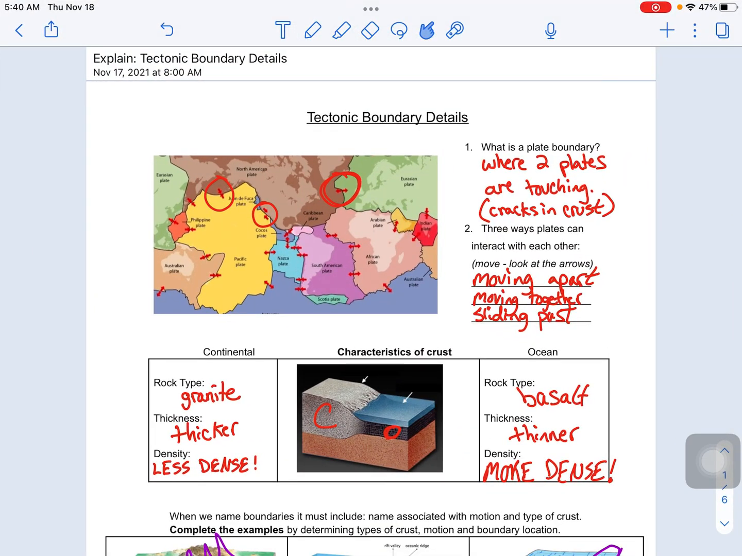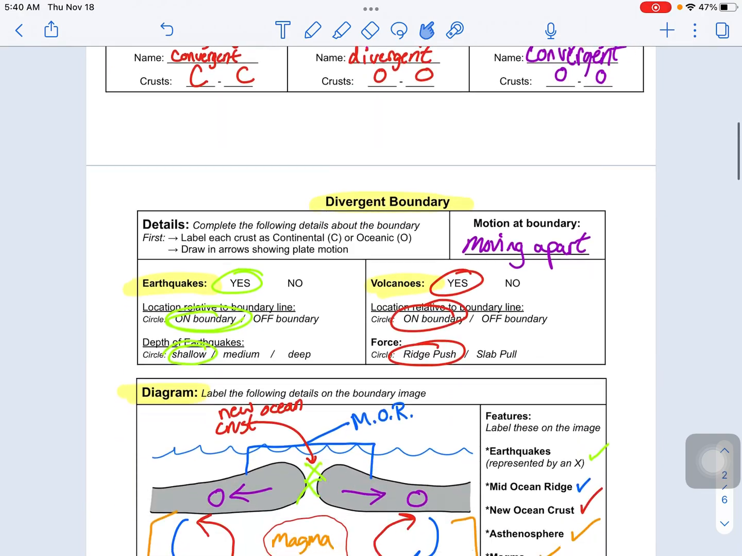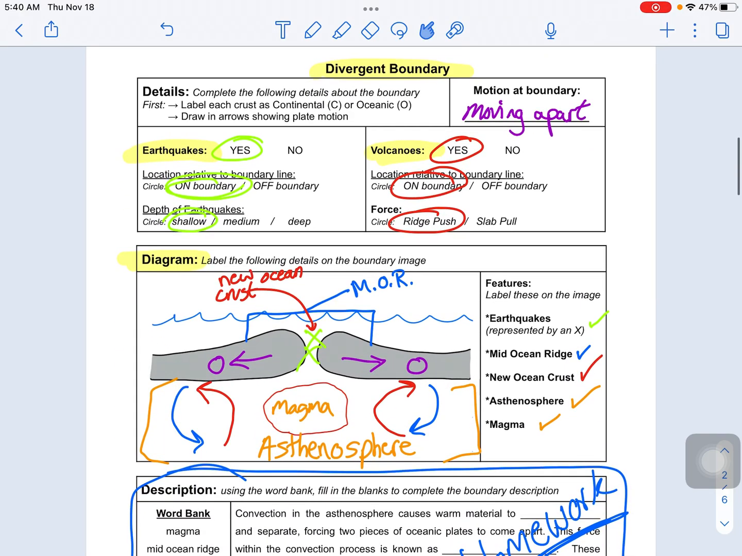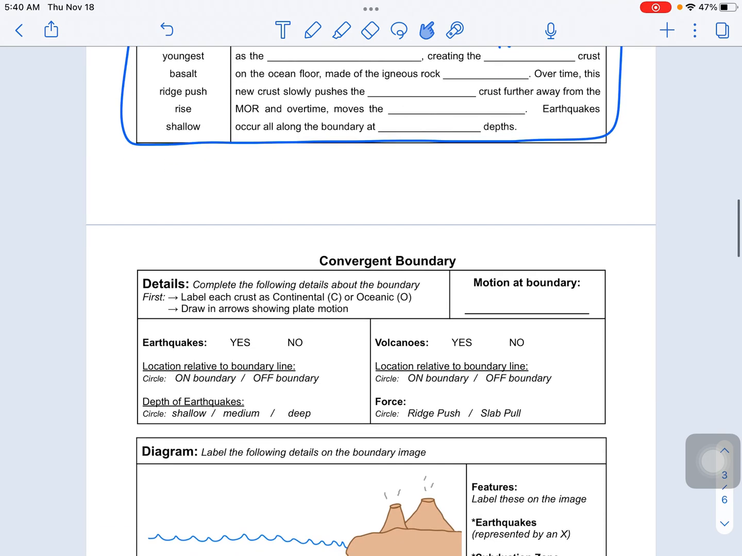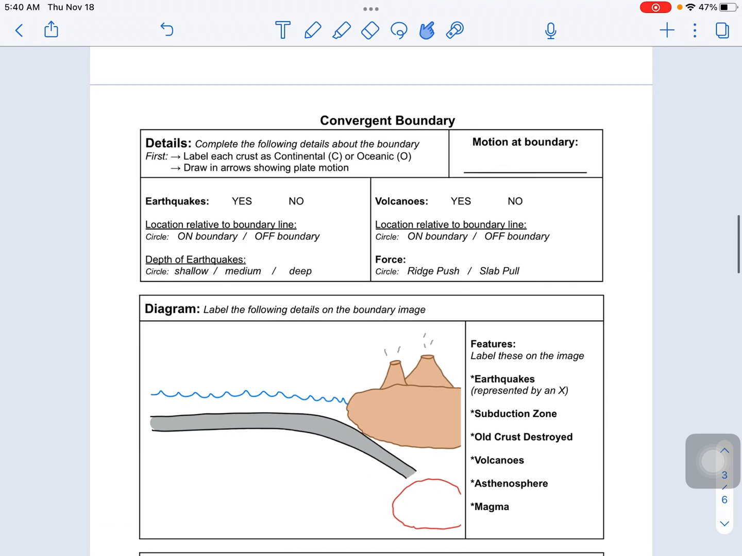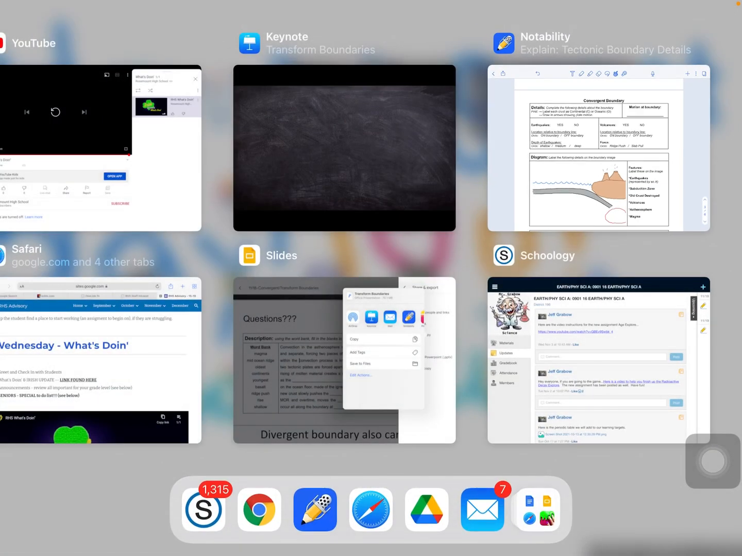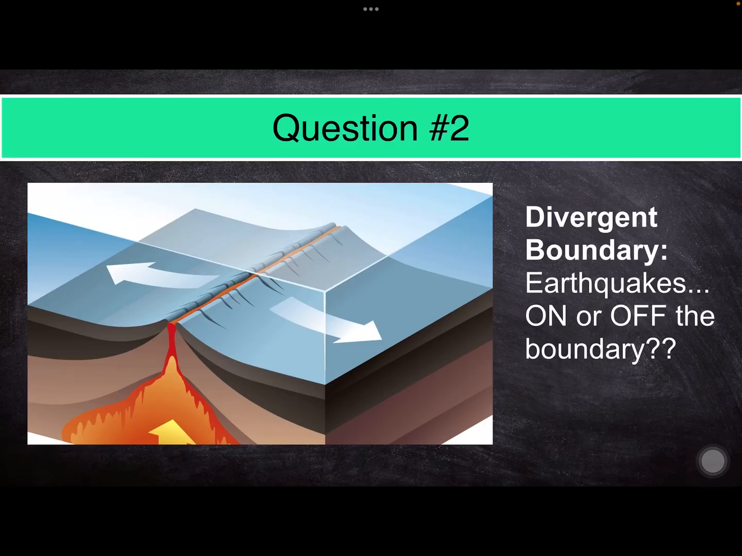Yesterday during class we should have filled out this first part here. We did divergent boundaries. And then for homework, I asked you to complete the paragraph that's a description of what happens at divergent boundaries. Okay, we'll continue on with this next part called Convergent Boundaries. I'm just going to go back to my slides here.